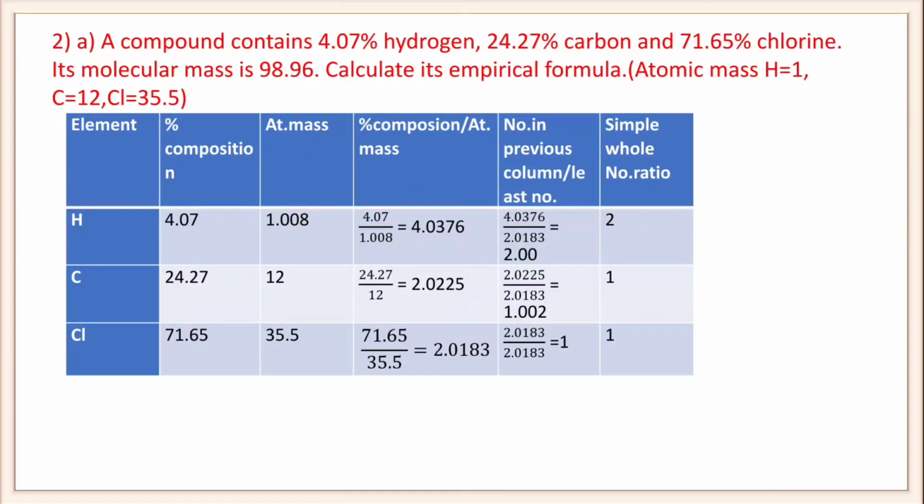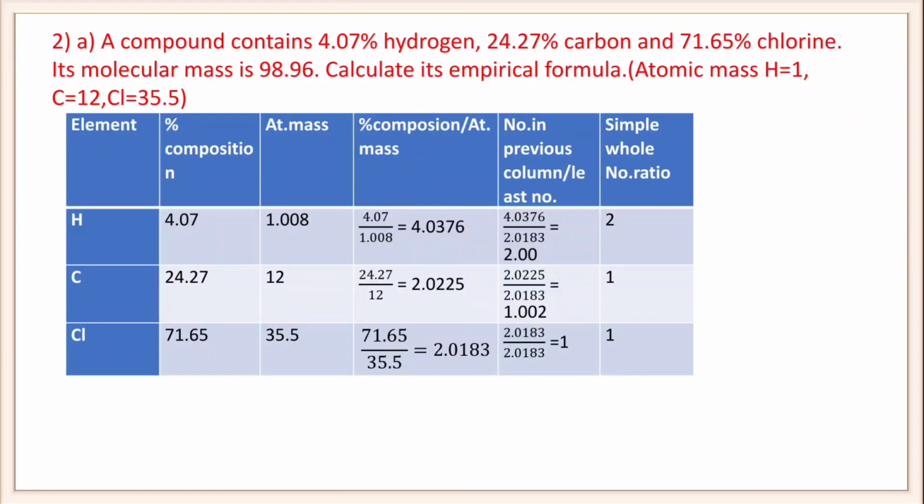Now I told you, the number in the previous column is divided by the least number. Among 4.0376, 2.0225, 2.0183, the least number is 2.0183. Therefore, 2.0183 should be divided into all the numbers. So 4.0376 divided by 2.0183, you will get 2.